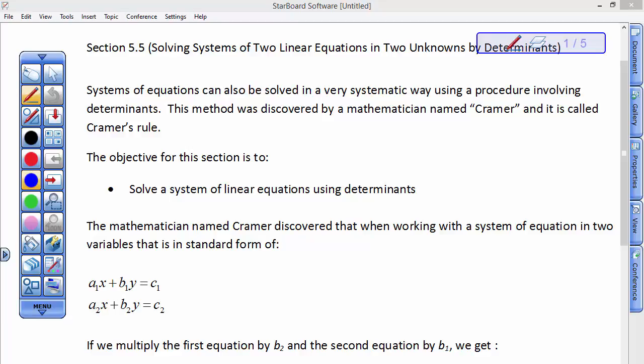So, who knows when, and I'm not sure when the person named Cramer lived, but Cramer was probably a physicist or something and was having to solve systems of equations regularly by substitution or elimination, probably not graphically, because Cramer didn't have a graphing calculator to get an exact answer. And so Cramer said, I notice this pattern. I'm always multiplying this equation by something and that equation by something and then adding them together and eliminating.